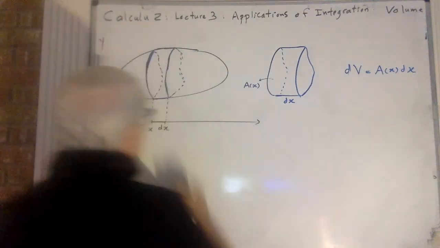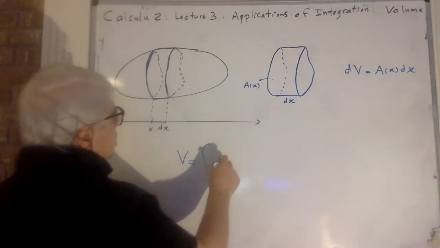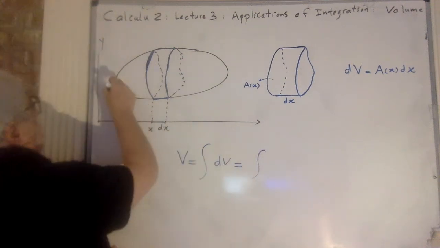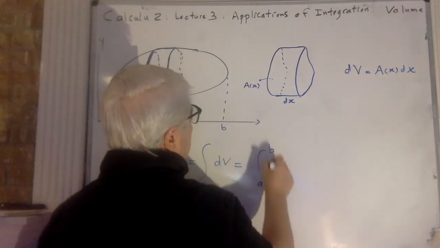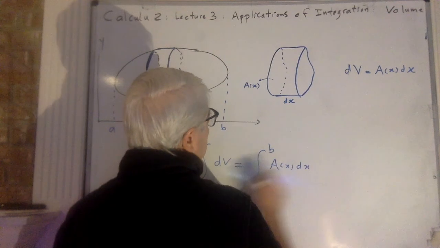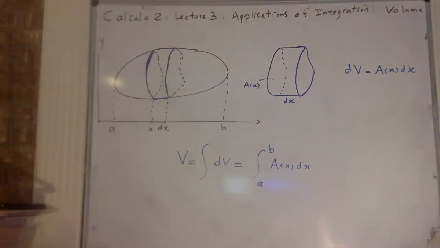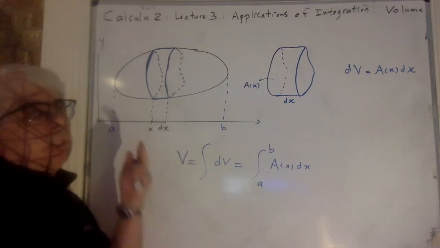Okay? So the volume of this object is the integral of dV, and that is, assuming that I start at, say, a and go to point b, the integral from a to b of Ax dx. So, using the idea that I developed in the previous lecture, that is finding the differential of whatever we are trying to calculate, in this situation, volume. So I found the differential of volume, dV, which was Ax dx, and integrating that differential will give me the whole thing. So integrating dV will give me V.